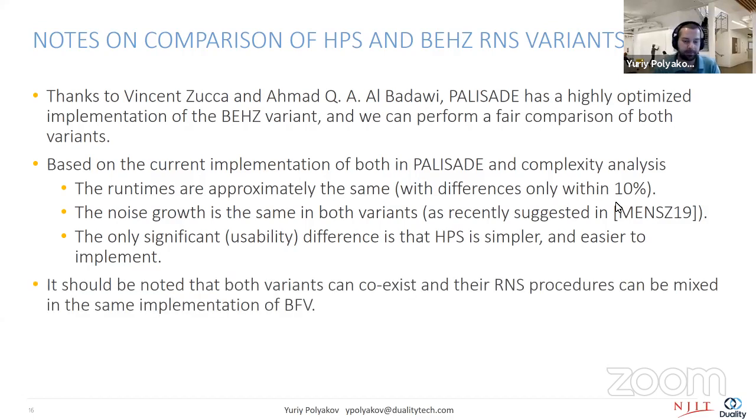And just an implementation side note: the RNS procedures from both variants can be mixed as needed. So one does not have to restrict oneself to one variant or the other. They can be mixed as needed. So the next topic is going to be CKKS. If there are any questions at the moment related to BFV, I'm happy to answer those. If not, I'm going to go to the next part.